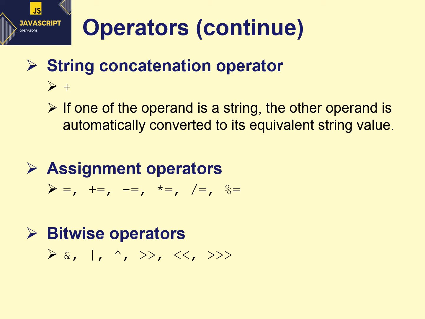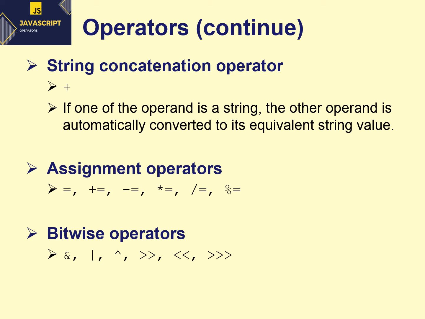Then come the assignment operators. The assignment operators available in JavaScript are equal to, that is simple assignment, plus equal to, minus equal to, star equal to, slash equal to, modulus equal to. These are shorthand operators. X plus equal to 5 means x is equal to x plus 5. X minus equal to 5 indicates that x is equal to x minus 5. X star equal to 5 indicates that x is equal to x star 5. Likewise, these are shorthand expressions for assignment.